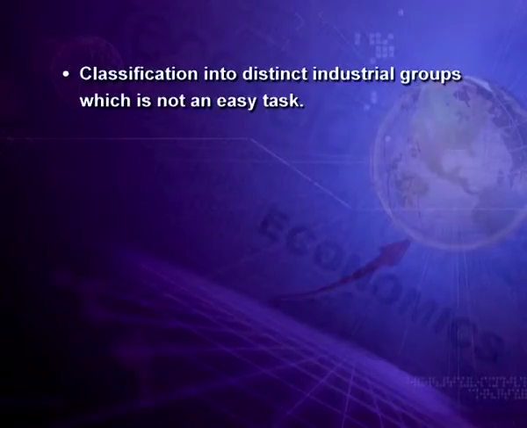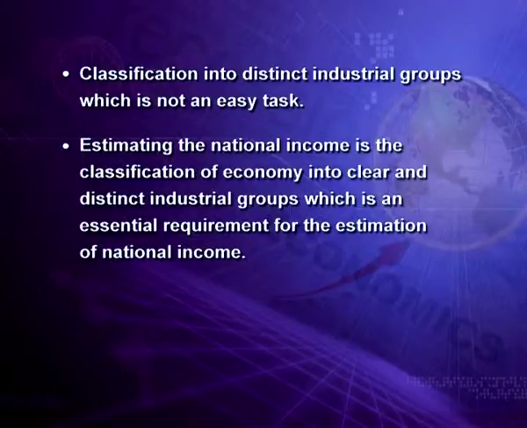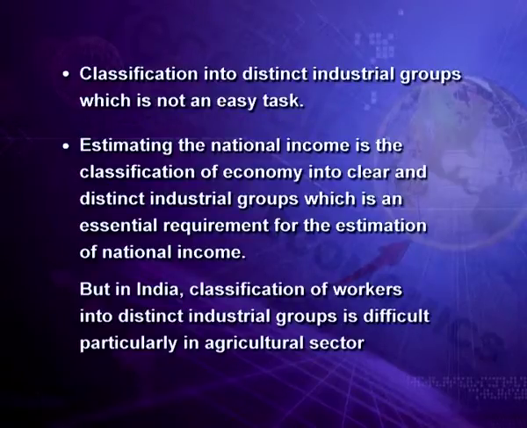Similarly, the amount of food grains produced and consumed by the farmers is difficult to conceptualize. Second problem under conceptual head is of classification into distinct industrial groups, which is not an easy task. Next problem in estimating the national income is the classification of the economy into clear and distinct industrial groups, which is an essential requirement for the estimation of national income. But in India, classification of workers into distinct industrial groups is difficult, particularly in the agricultural sector.